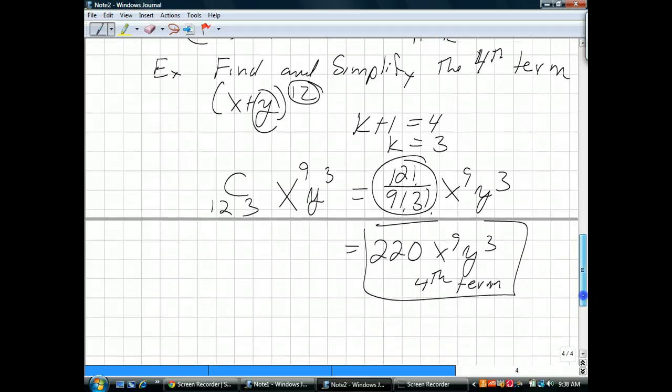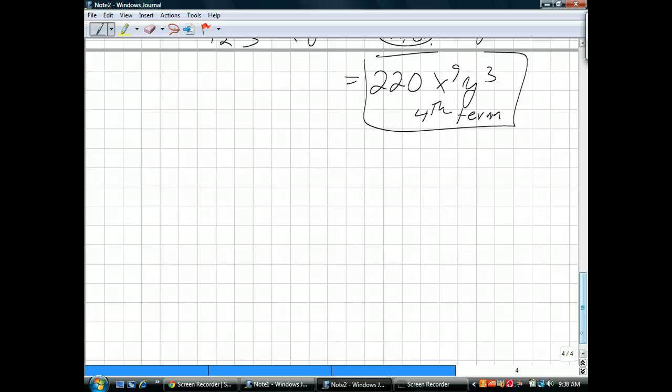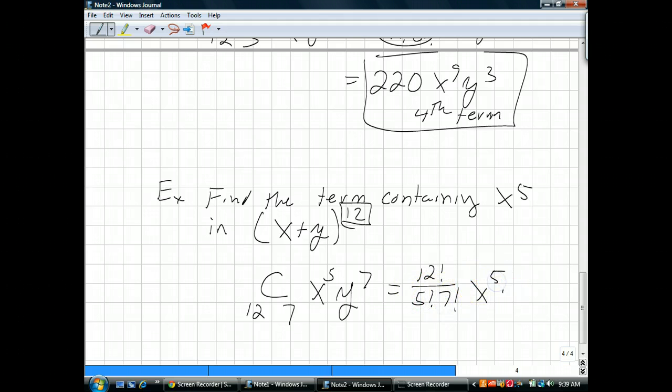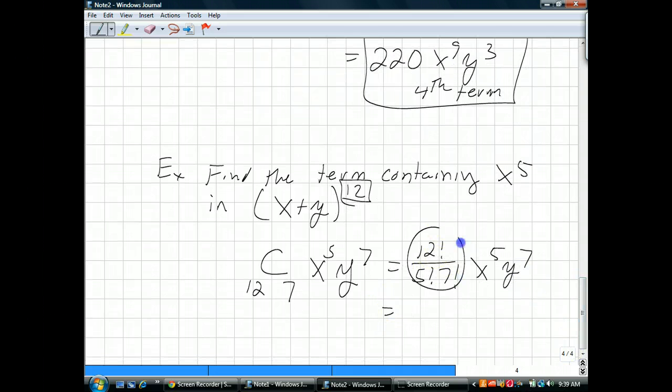Okay? Now we can also find a specific term containing a specific power. So example, find the term containing x to the 5th in the expansion of x plus y to the 12th. Okay? Well, if x is to the 5th power, what does the power on the y have to be? Remember, it has to add up to 12, so it has to be 7. So then it has to be combinations of 12 things taken 7 at a time, or 12 factorial over 5 factorial 7 factorial, x to the 5th, y to the 7th. And this simplifies down to 792, x to the 5th, y to the 7th.